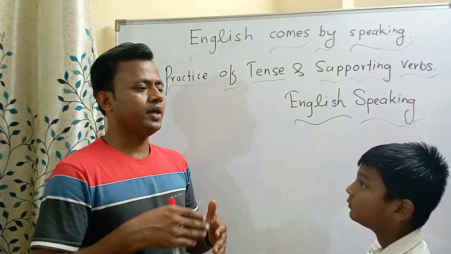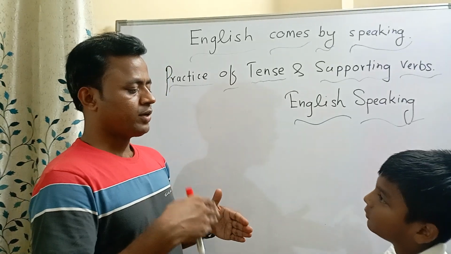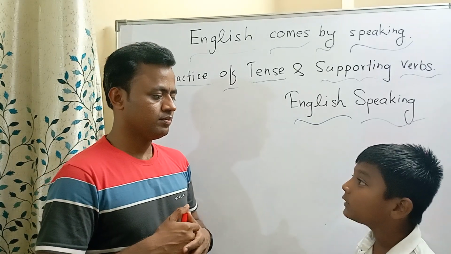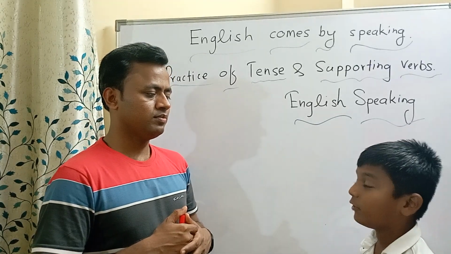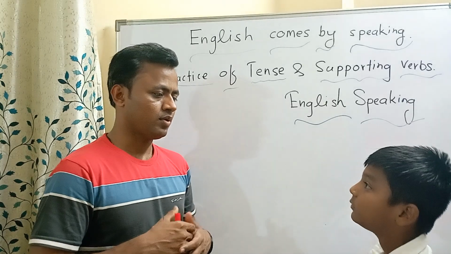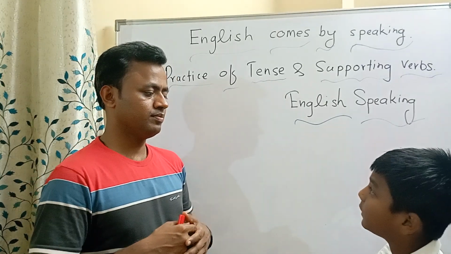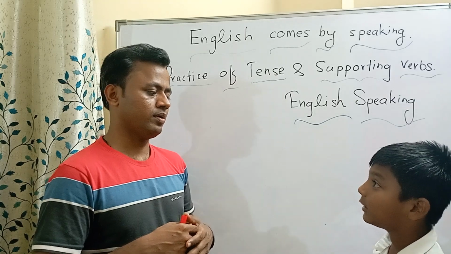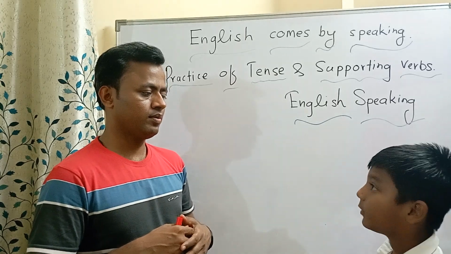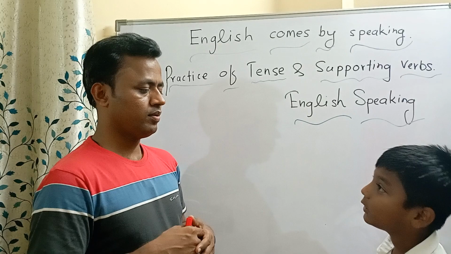Okay. Then present perfect continuous tense. S plus have/has plus been plus MV plus ING plus O. Okay. Then simple past tense. S plus V2 plus O, and its other form is S plus did plus MV plus O.